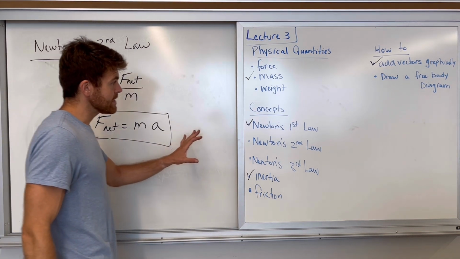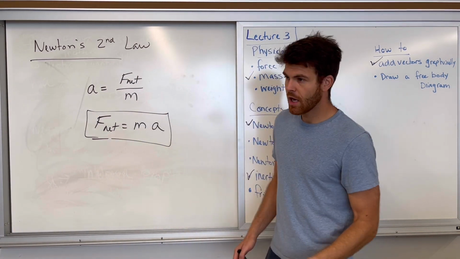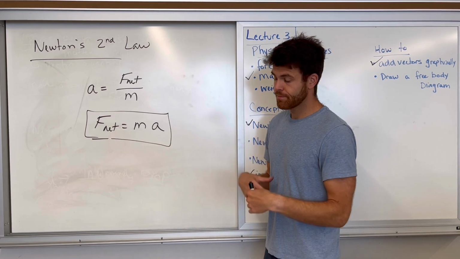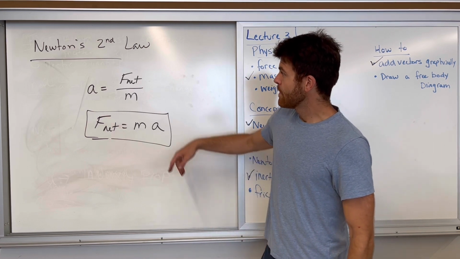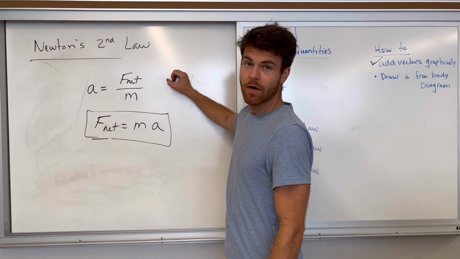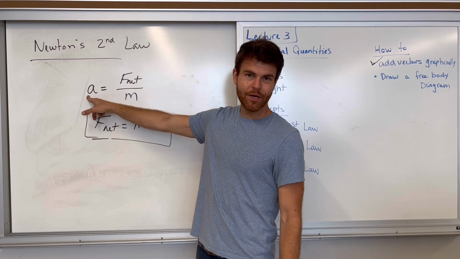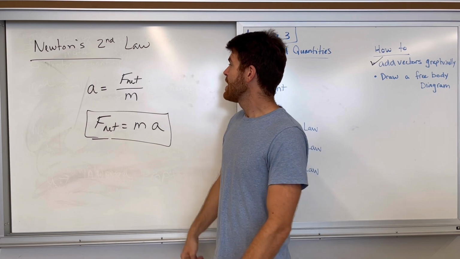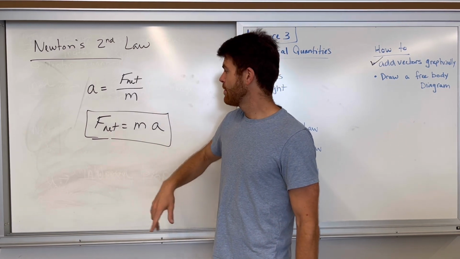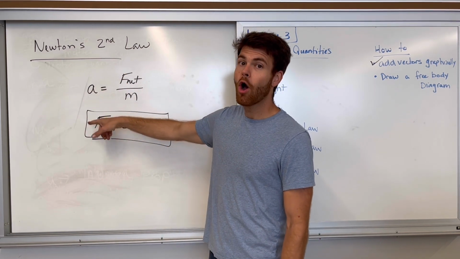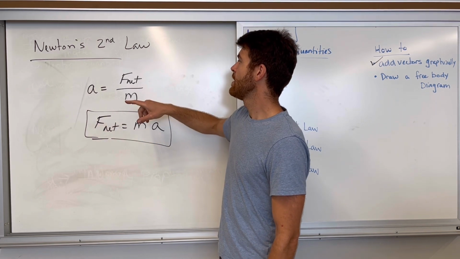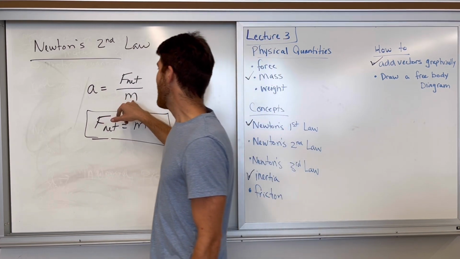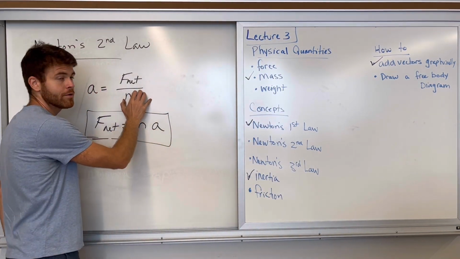It basically plays off of Newton's first law, in that if there's no net force on an object, the object is not going to change its motion. Its velocity is constant. Because if F net is equal to 0, if it's balanced, then acceleration equals 0. No change in motion. However, if F net is not equal to 0, then the resulting acceleration that the object experiences is equal to the net force divided by the mass. And mass is not a vector. It only has magnitude, no direction.